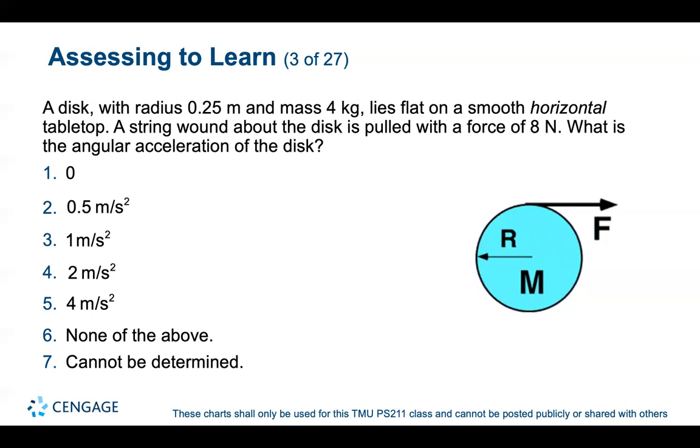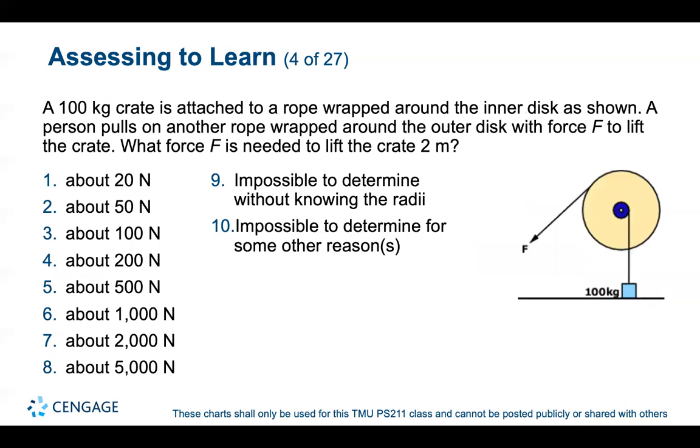Going with that, but now, what is the angular acceleration of the disc? And the angular acceleration is 1 meter per second squared. So a 100 kilogram crate is attached to a rope wrapped around the inner disc as shown. A person pulls on another rope wrapped around the outer disc with force F to lift the crate. What force F is needed to lift the crate 2 meters? And the answer is about 200 newtons.